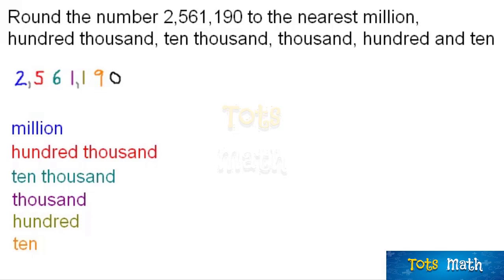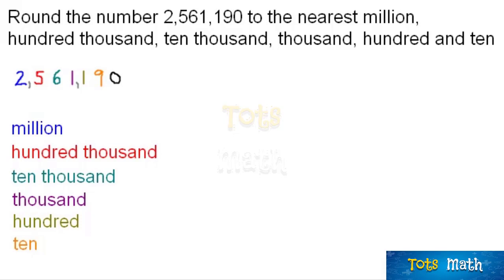Round the number 2,561,190 to the nearest million, 100,000, 10,000, 1,000, 100, and 10. You'll notice that I color-coded the number to make it easier for you to follow along.